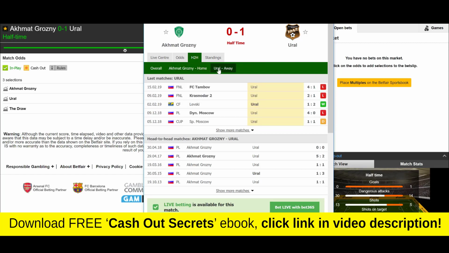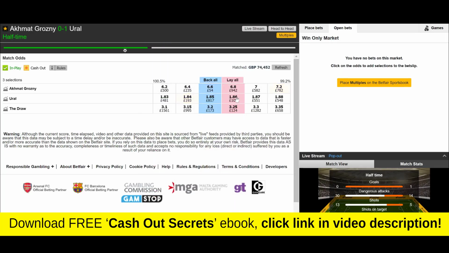Ural, on the flip side, they don't win away from home too often. So they've had 1 win in their last 5. So just looking at these stats, it does give you quite a bit of confidence in opposing Ural here. So we could lay them here at 1.86. So they're odds on as well. So that means that we are putting ourselves in a position to win more than we are risking.